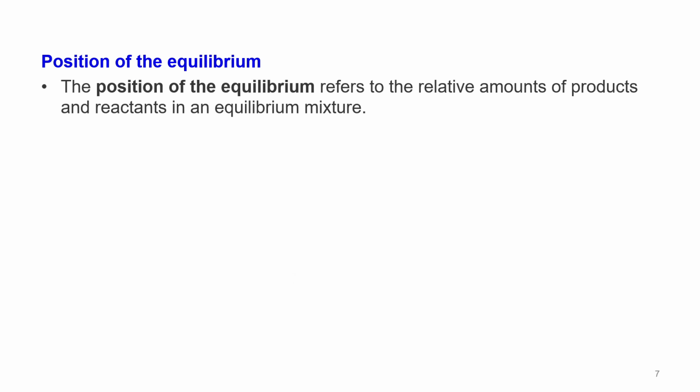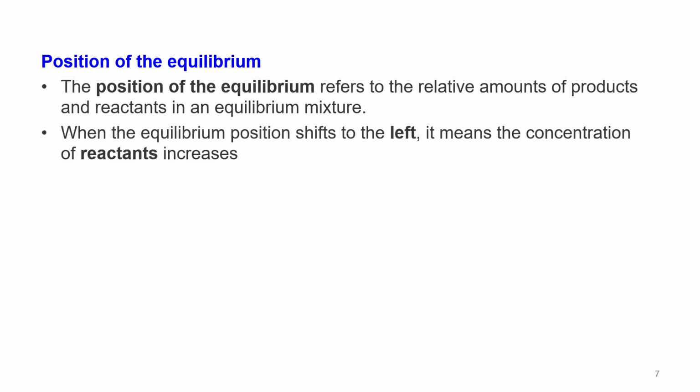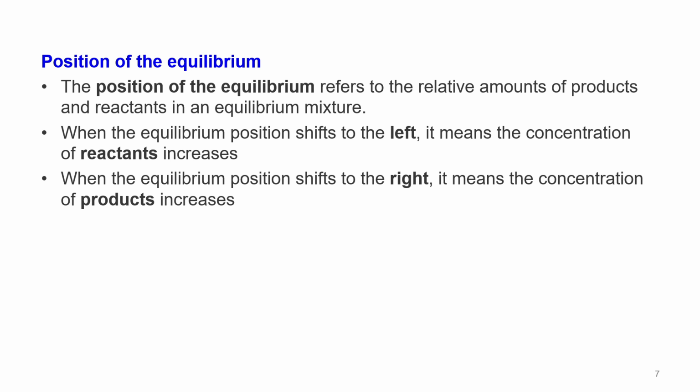So the position of equilibrium refers to the relative amounts of products and reactants in an equilibrium mixture. When the equilibrium position shifts to the left, it means the concentration of reactants increases. Okay, so bila equilibrium position bergerak ke sebelah kiri, dia bermaksud reactant akan meningkat, because the left hand side is reactants. When the equilibrium position shifts to the right, okay, bergerak ke sebelah kanan, it means the concentration of products increases, because the left hand side is reactant and the right hand side is product.